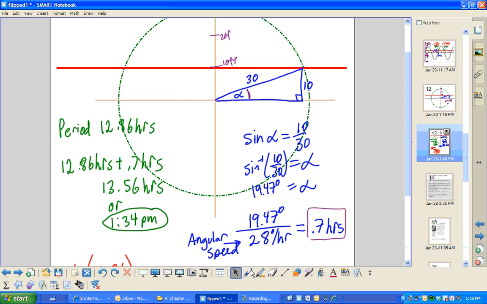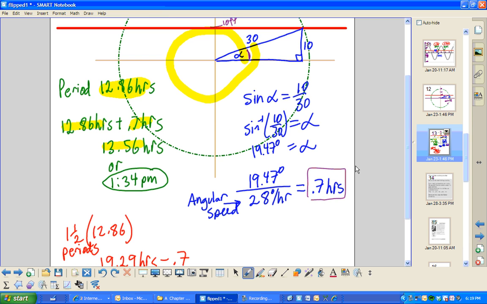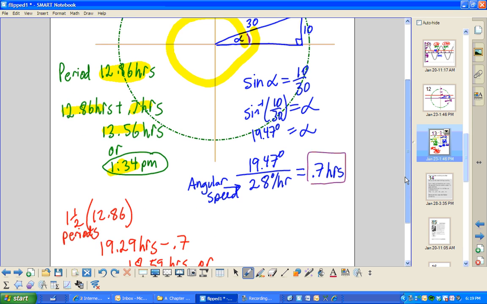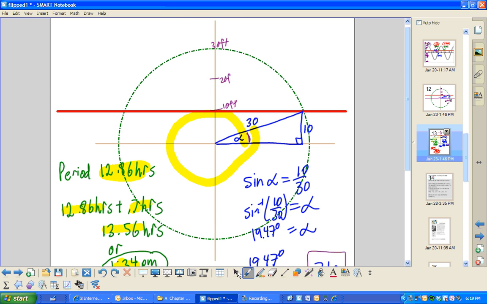We have to go all the way around. So I'm just going to show you in this. Here's midnight, and we're going all the way around, and then we go that much more. So that is one full period, and then we need to add the 0.7 hours to get all the way back up to 10 feet. I mean, we were at 10 feet a couple times, but that was in the middle of the night. So now we want to know in the afternoon. So we simply take 12.86, that's one period, plus our 0.7, and we get 13.56, which is what we said, 1:34 p.m.